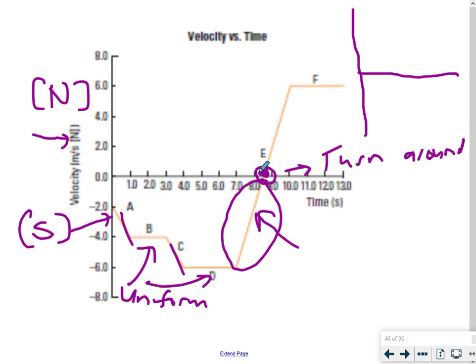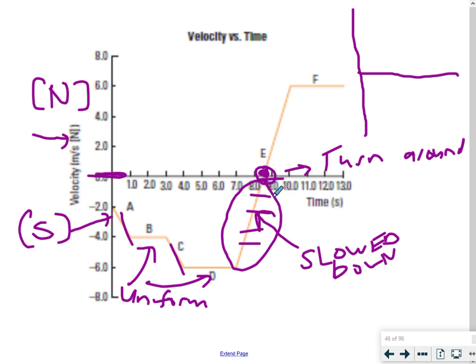Right? Because here is the difference between going south and going north. What happened during this section right here is that they slowed down. Right? Because they were traveling 6 meters per second, then 5, then 4, then 3, then 2, then 1. Can you kind of visualize that?